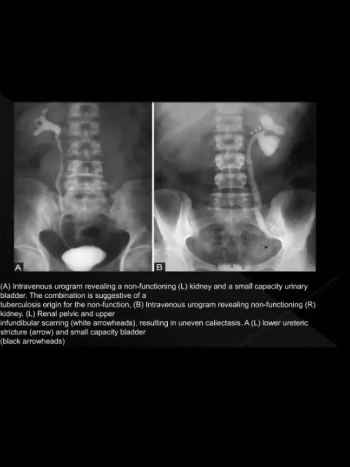Yes, there can be congenital absence, or there can be complete loss of the kidney, or there can be very severe renal artery stenosis, because no contrast has reached the kidney.